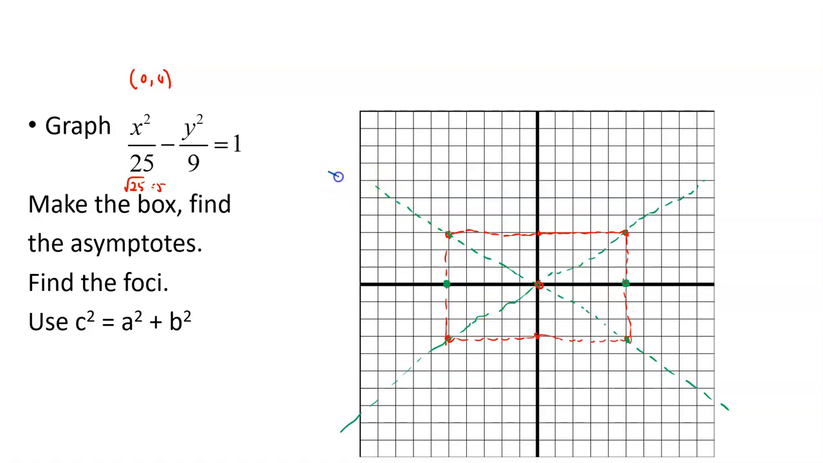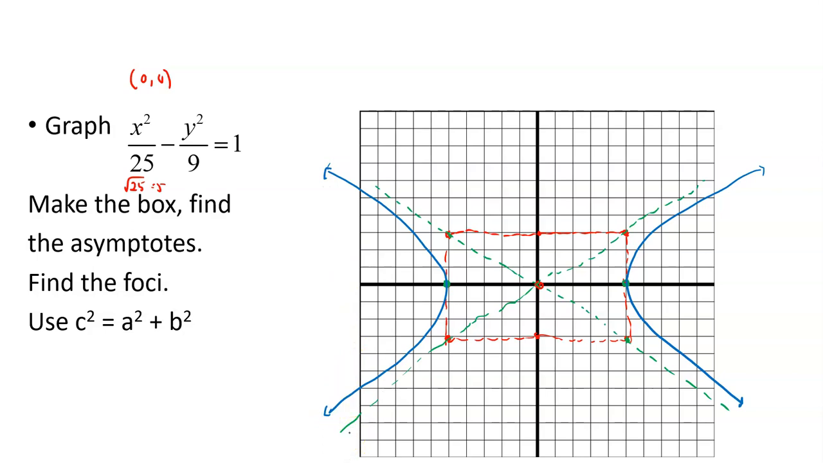So it's going to come down here, touch the vertex, turn around, go that way. And then this one will come around here, touch the vertex, and go that way. So we can find out two more pieces of information about this. One of them is that we can figure out what the foci are.